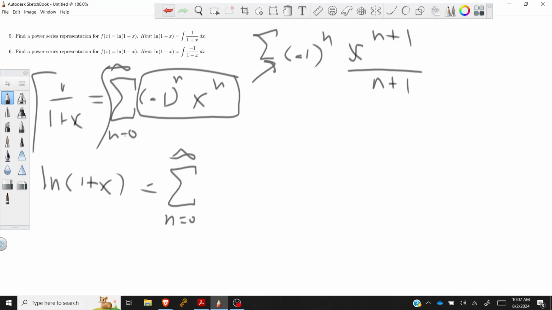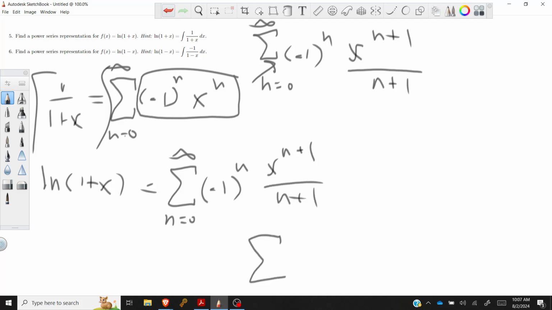This is just a simple integration technique, right? Add to the exponent, divide by the new power. So this is going to be our answer. You might see it written differently.